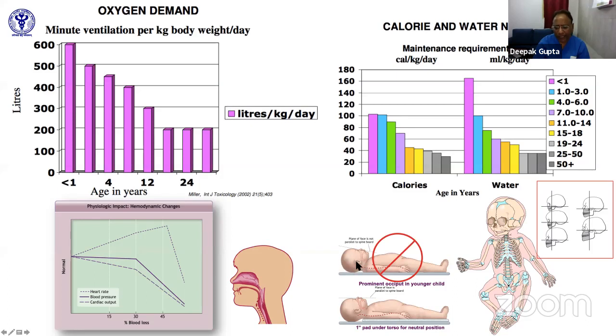And because of the large head size, when you position these children without any support under their torso, they may have some obstruction of the upper airways. So you may have to put some pad under the torso in the emergency room itself to open up the airways in these young children. These are the things which should be there in all emergencies. All emergencies should have a Broselow tape, wherein you know what fluid and what drug to give to a child based on their height. So all these things are very important parameters.